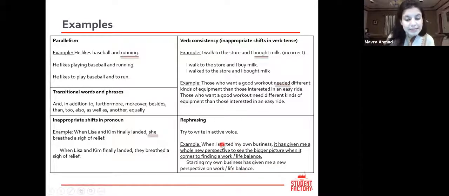जो incorrect sentence था उसमें when I started my own business तो past tense में, it has given me, ये बिल्कुल ही sentence को ambiguous कर देता है. So we need to rephrase this sentence so that it makes sense, and the example given at the bottom is a perfect way of rephrasing it.